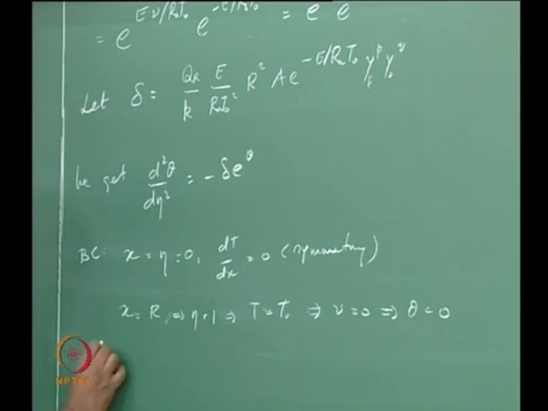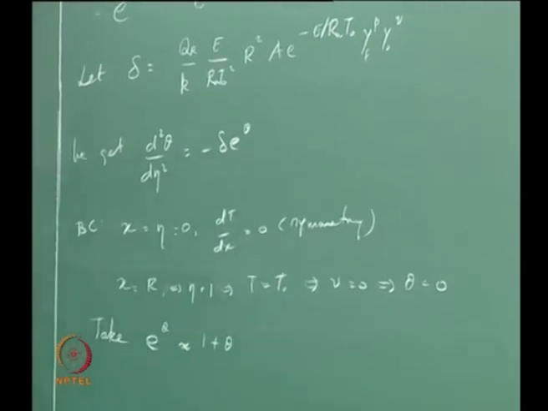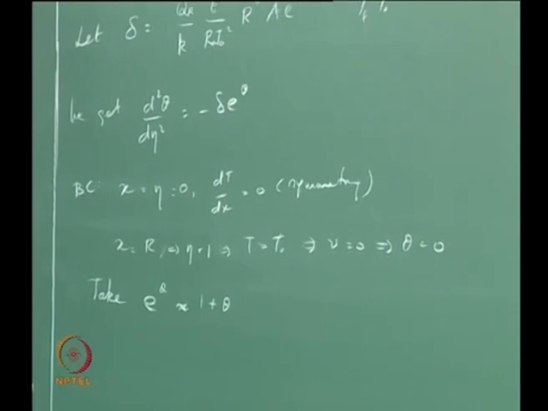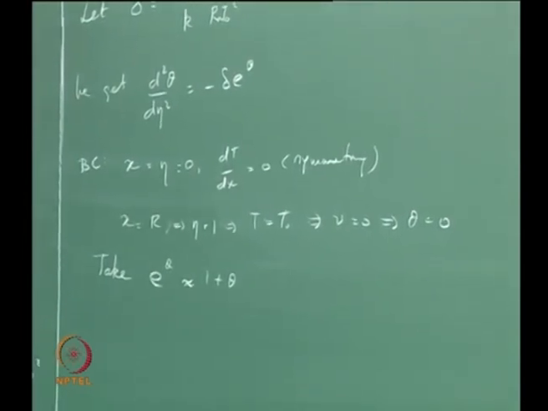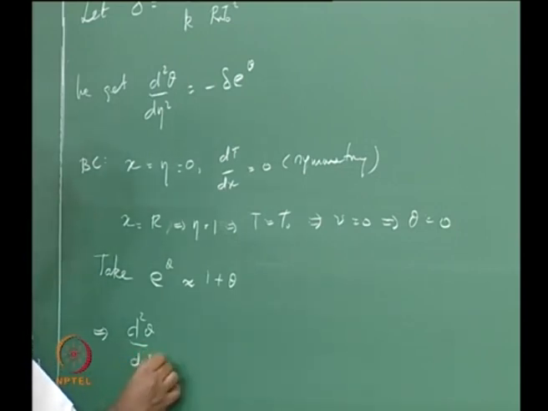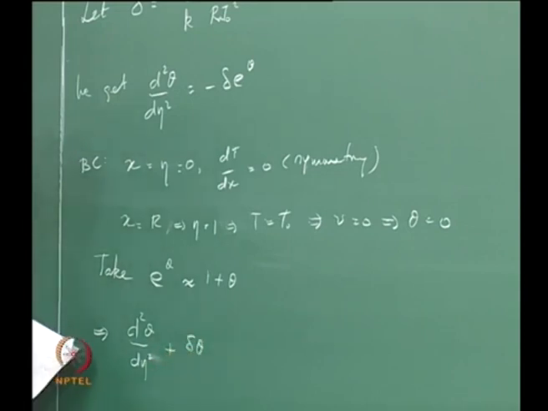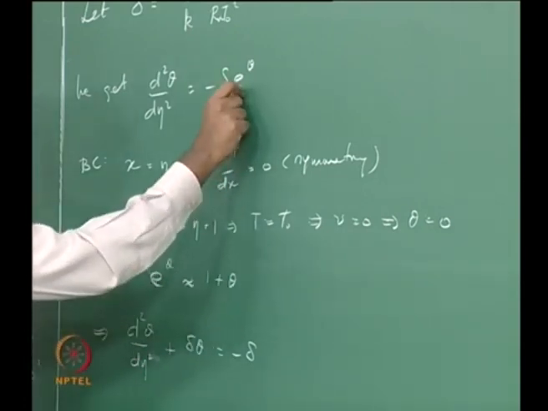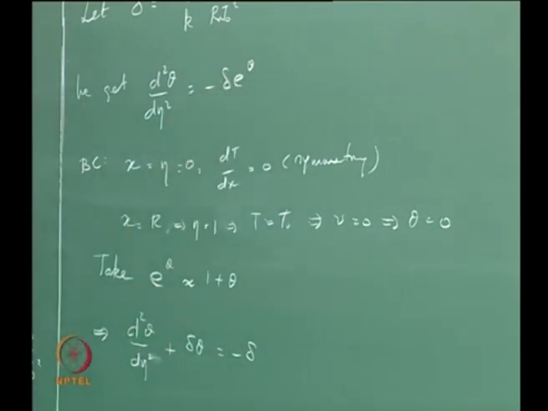Now let's do something like a linearization. So take e to the theta as 1 plus theta. That means you do a Taylor expansion and chop off things that are going as a square and so on. If you do this, that's pretty straightforward. What this means is d squared theta over eta d eta squared plus delta theta equals minus delta. So you just go back and plug e to the theta as 1 plus theta in this and expand out and take the term with the theta to the left hand side so that you have a differential equation that looks a lot more familiar when compared to what we have been having.